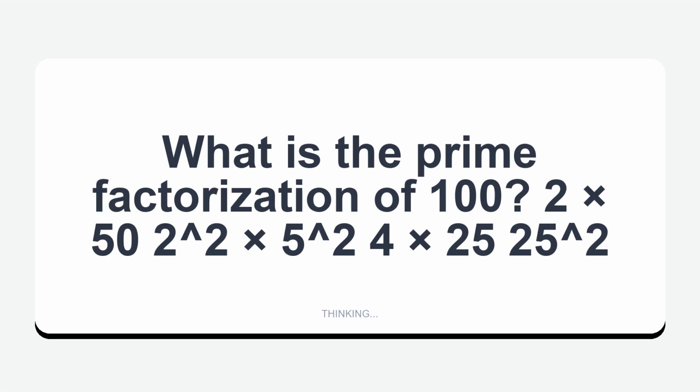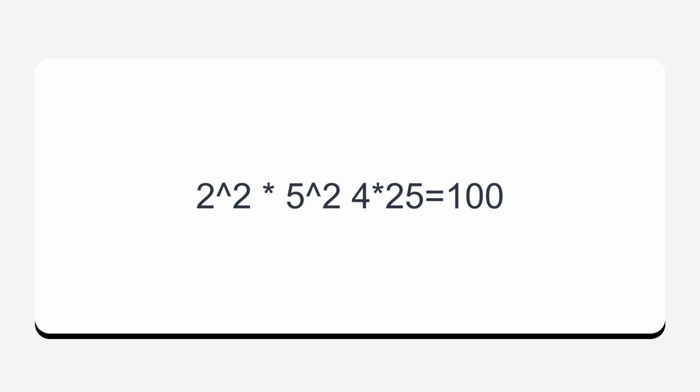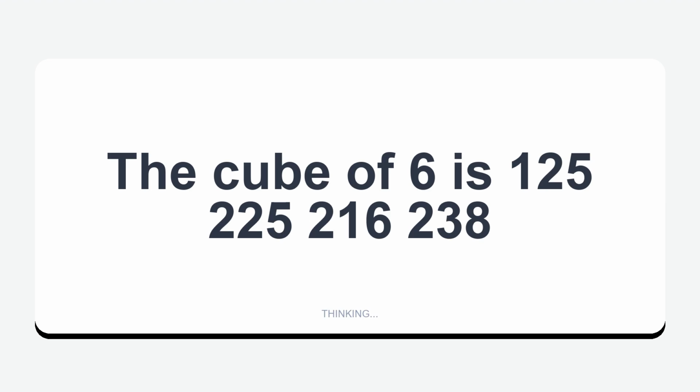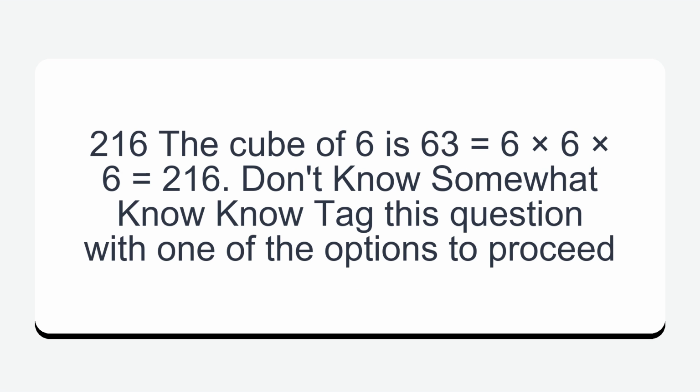What is the prime factorization of 100? 2 times 5, 2 squared times 5 squared, 4 times 25, 25 squared. 2 squared times 5 squared, 4 times 25 is equal to 100. The cube of 6 is 125, 225, 216, 238. 216. The cube of 6 is 6 cubed, which equals 6 times 6 times 6, which equals 216.